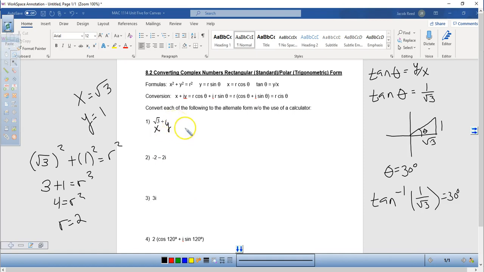Okay, so I now know that r is 2. I know that theta is 30 degrees. All I have to do is fill in this lovely formula here at the end. So 2 times cosine 30 degrees plus i sine 30 degrees. And I have converted from rectangular to polar form.